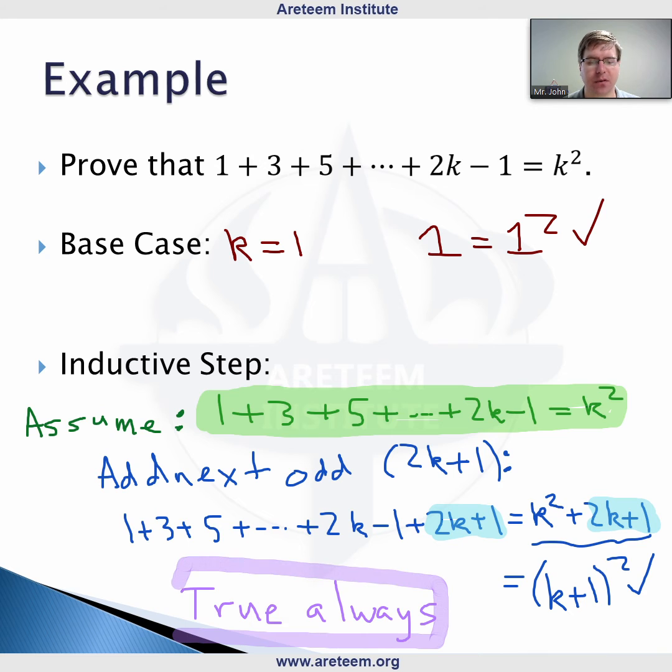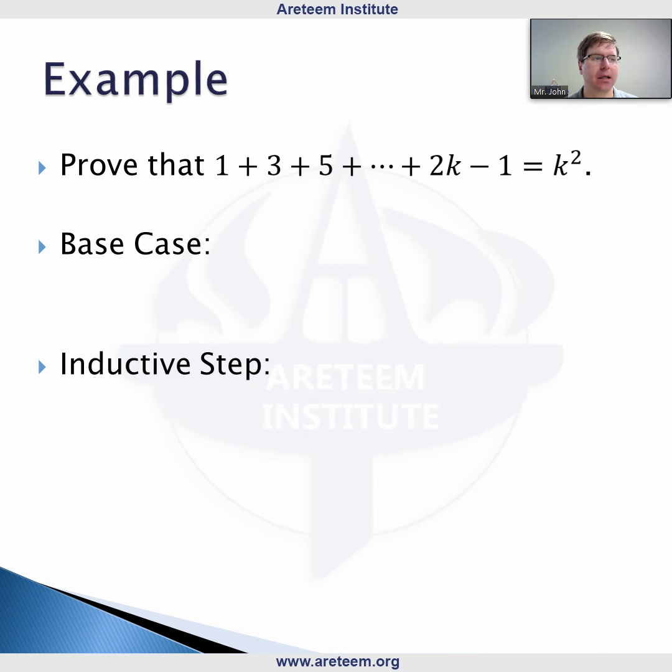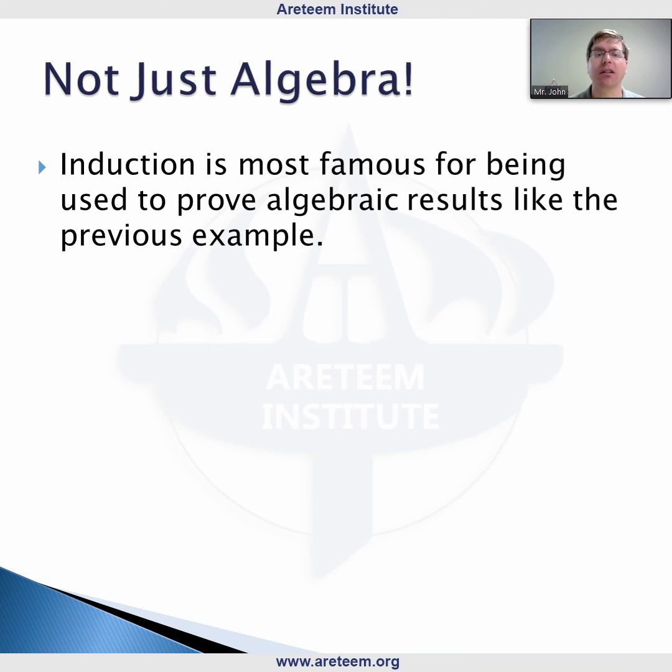If you add up the first k odd numbers, you get k squared. Now this is often used and first talked about in algebra. It's very famous for proving a lot of these algebraic results. What if you add up the first integers, the first squares, the first cubes? You do a lot of recursive formulas, sequences. There's a lot of great things you can do there with induction.